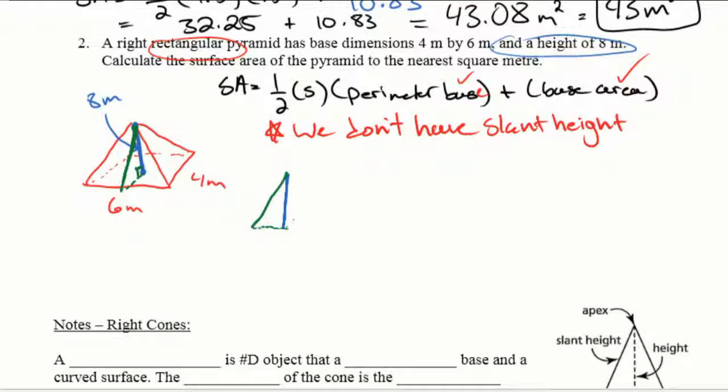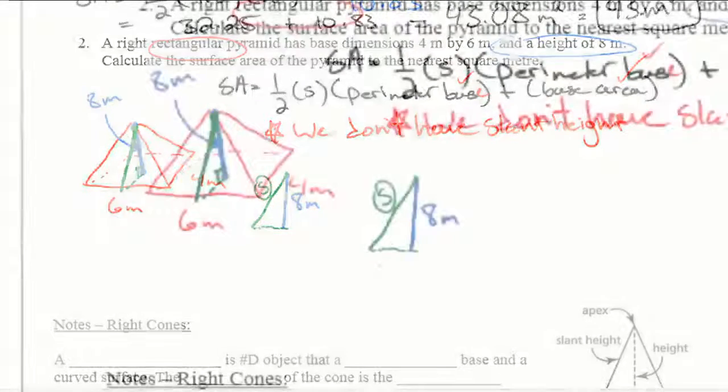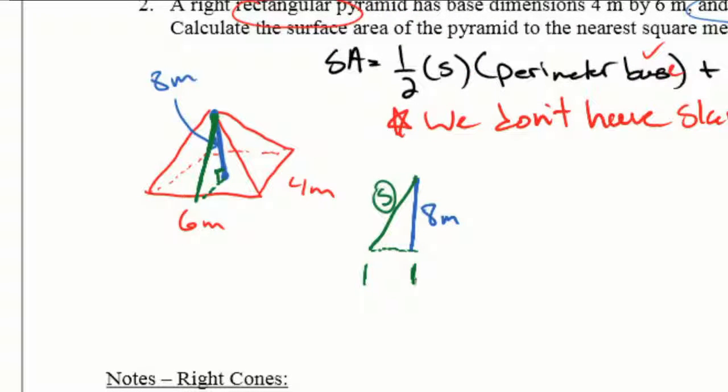So what do I know about this triangle? Well, I know in the question it tells me that the height of the pyramid is 8 meters. I'm trying to find this S, slant height, we'll call it S. And then I have this bottom, the dotted line. Does anybody know the length of that dotted line?